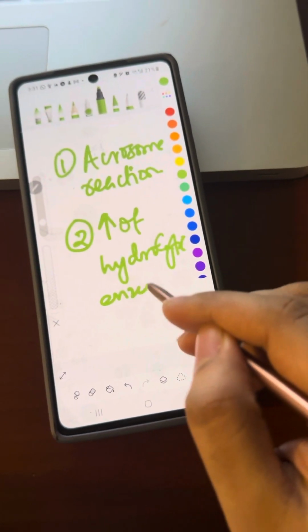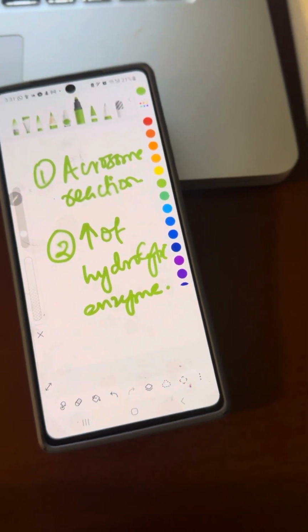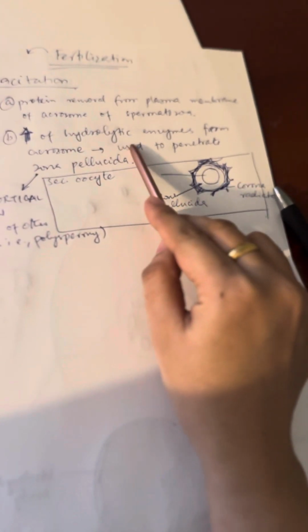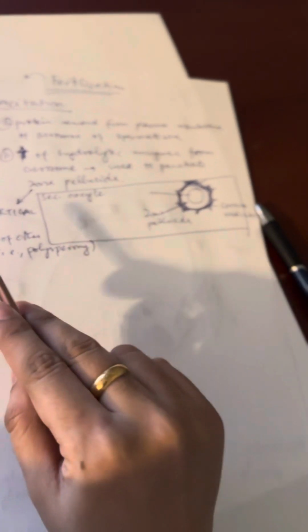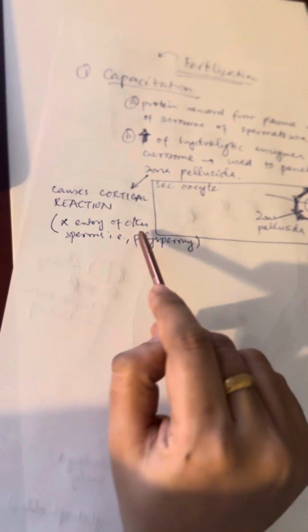cortical reaction, that is the entrance of the sperm in the egg, and then stopping all the other sperms from entering into the egg.